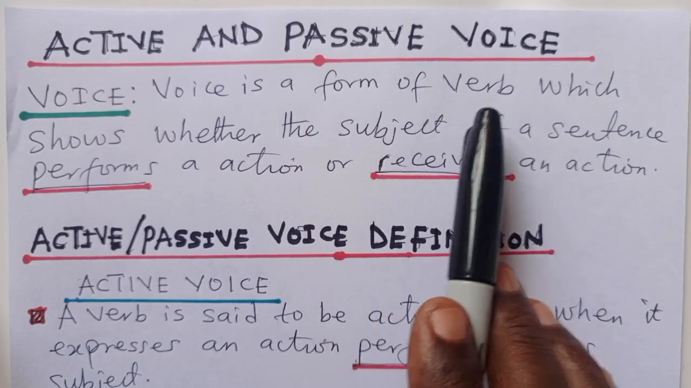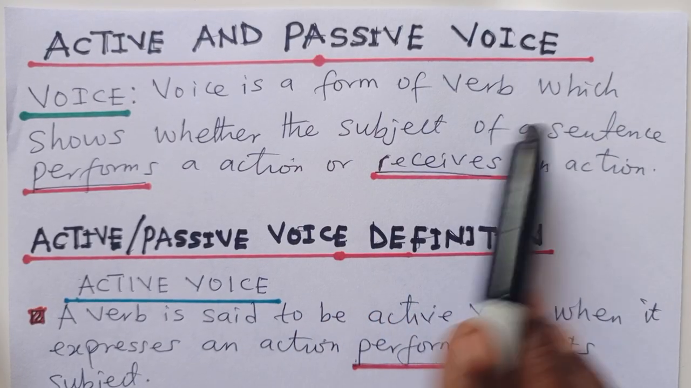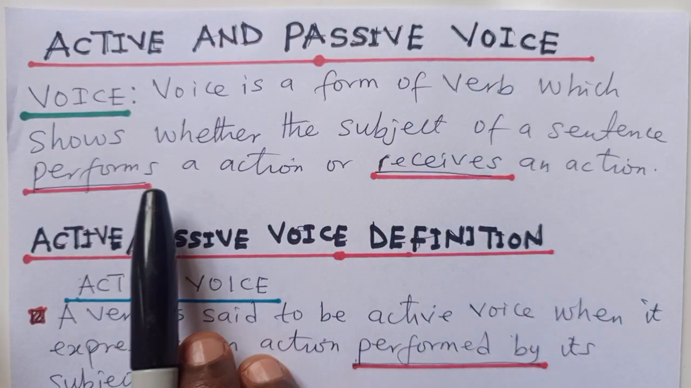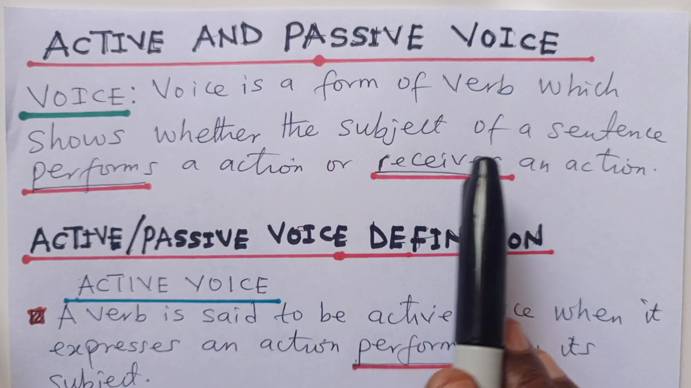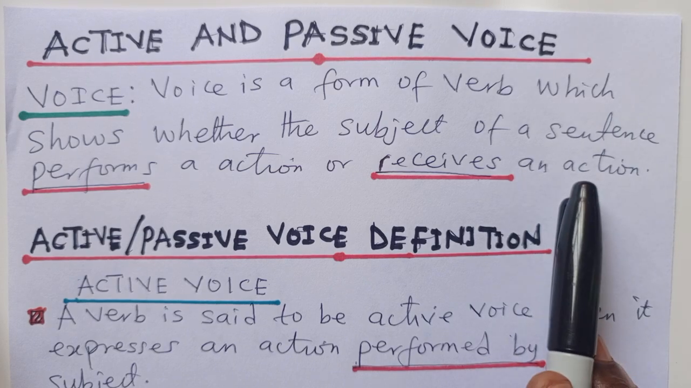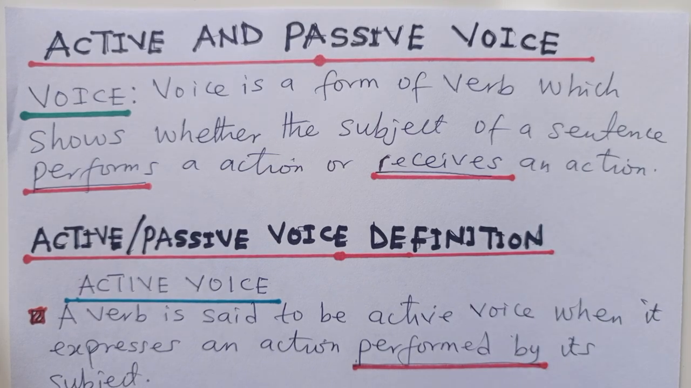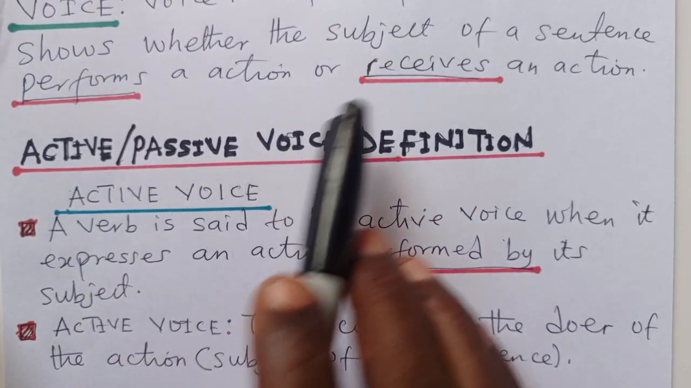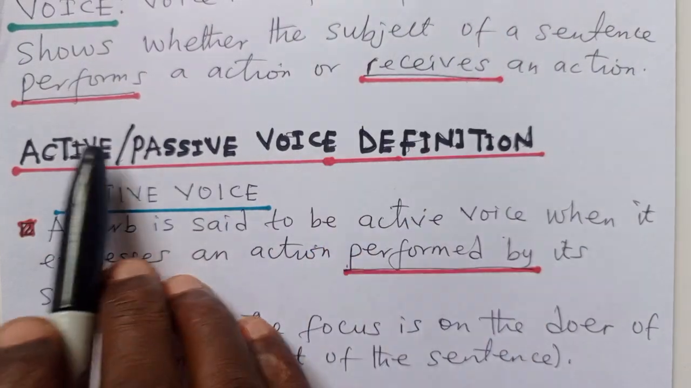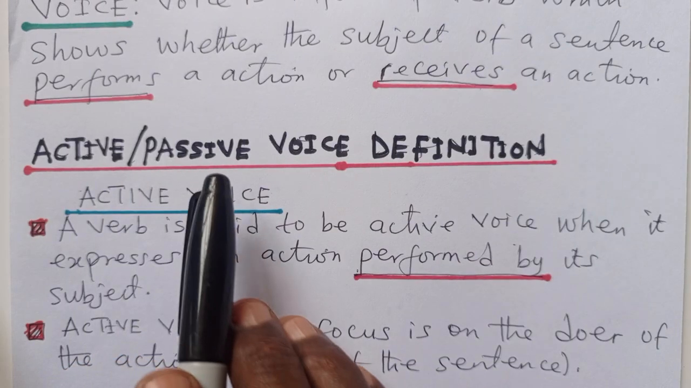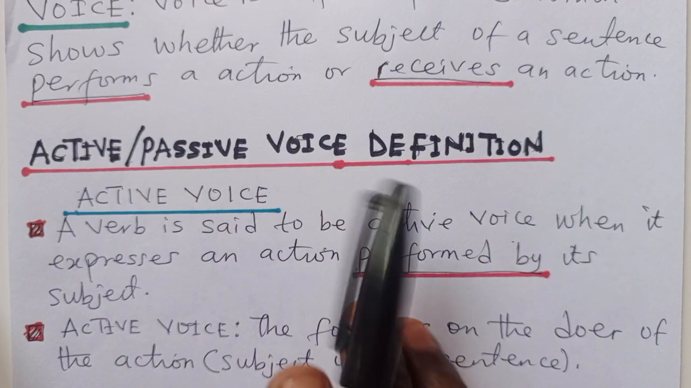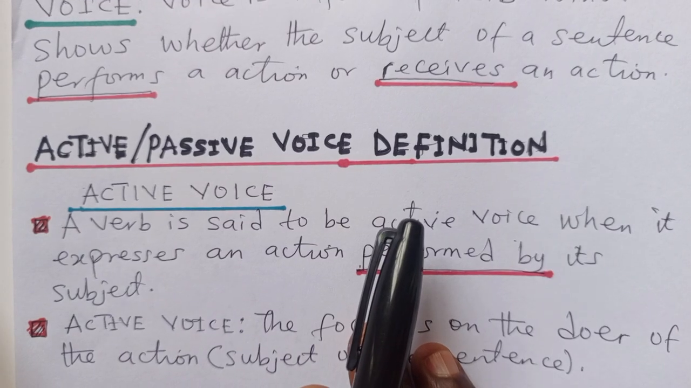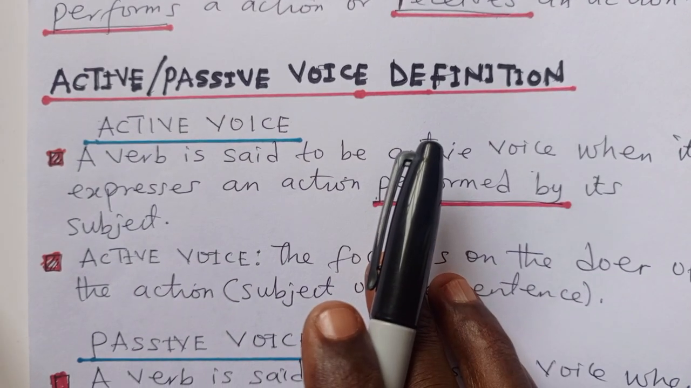Voice is a form of verb which shows whether the subject of a sentence performs an action or receives an action. Okay, so it helps us to know whether the subject is the one performing the action or receiving the action. Subject is the doer of a verb. The person performing the action is always referred to as the subject.